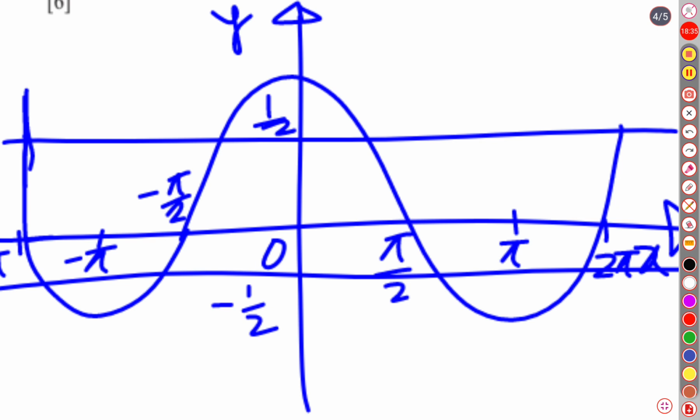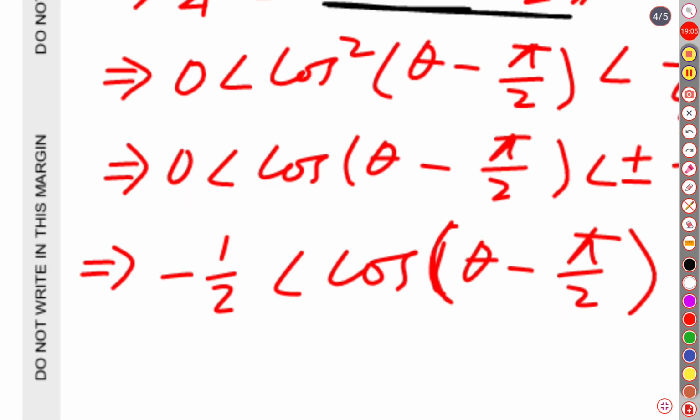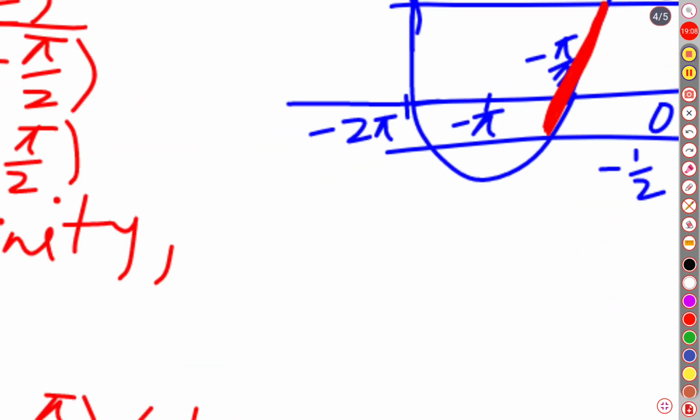Here there is half, that means this portion is our range of values, and this is the second range, and again there are three parts. These three parts are the values of theta. Now look at this, this is our cosine graph, and the range is half.